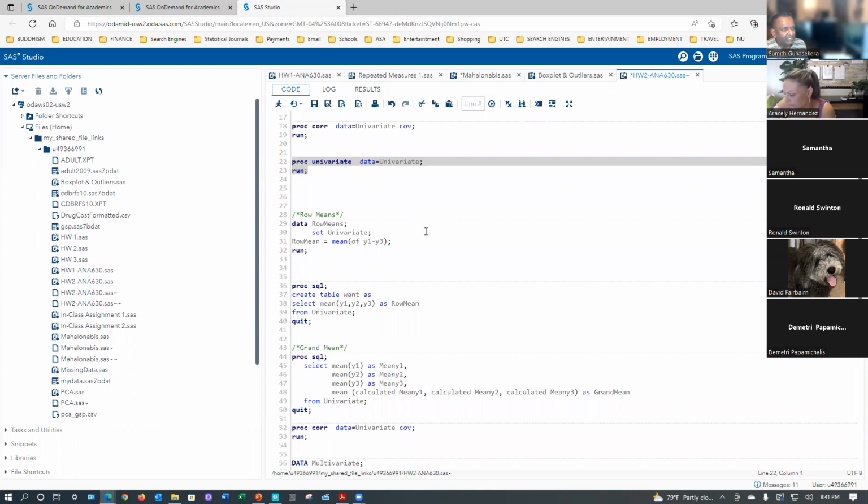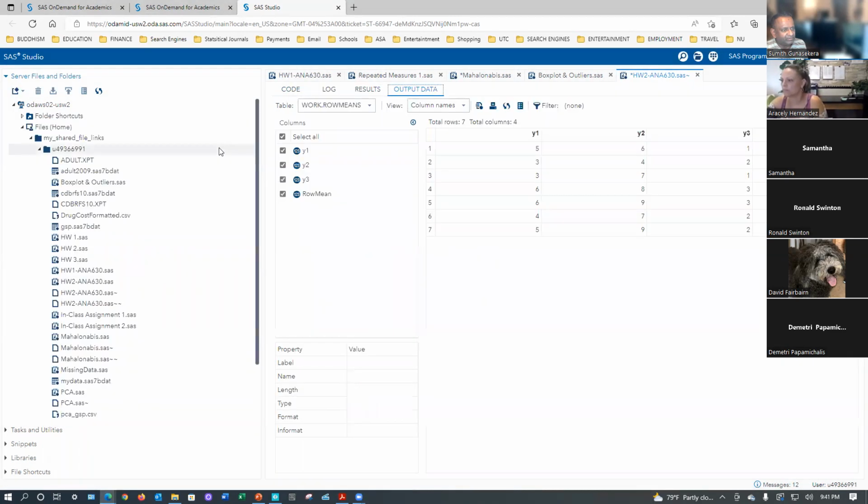And then if you need the row means, I'm going to try to get the row means this way. 5.3, 3.7, 5.7, 6, 4.3, 5.3.